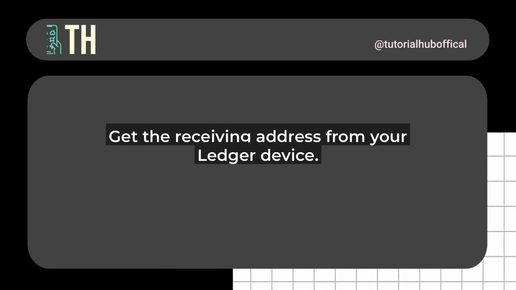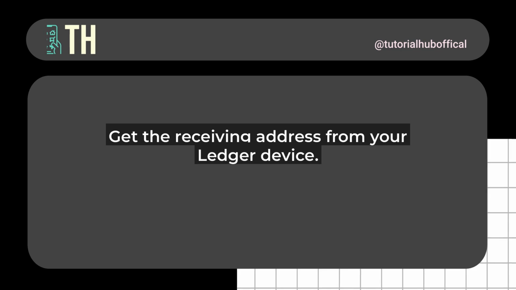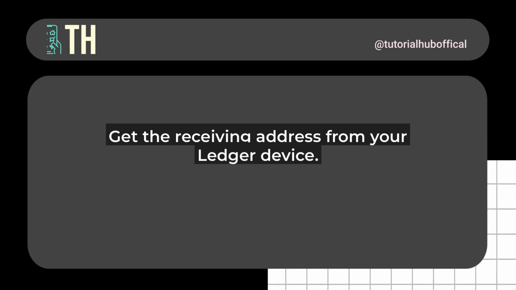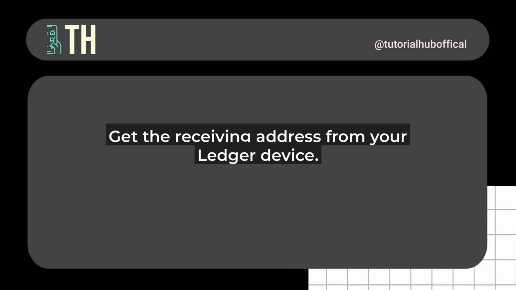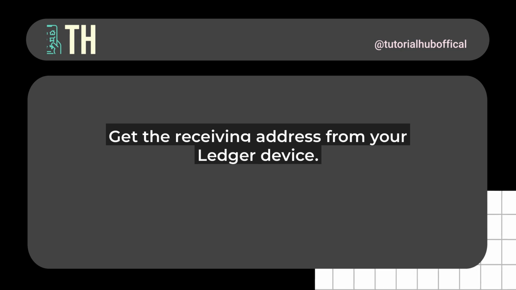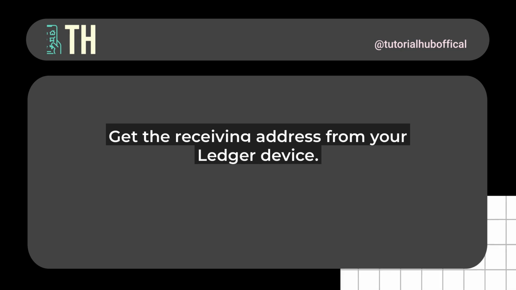Step 2. Open your Trust Wallet on your phone and go to the Matic wallet. Tap on Send and enter the amount you want to transfer. Now, paste the receiving address from your Ledger into the To field. Double-check this address to avoid any mistakes. Crypto transfers are irreversible.